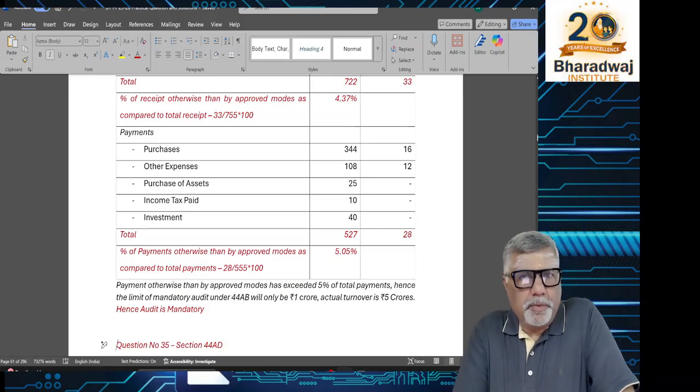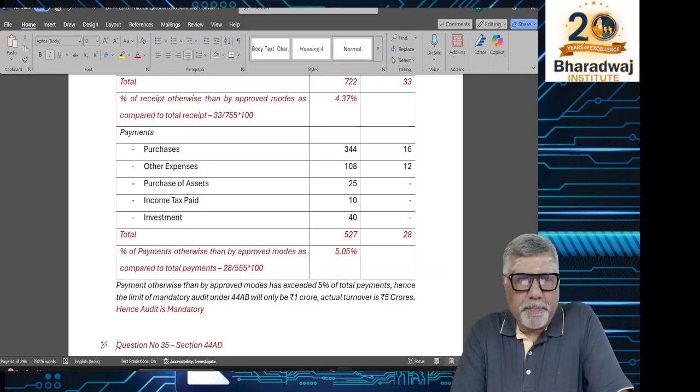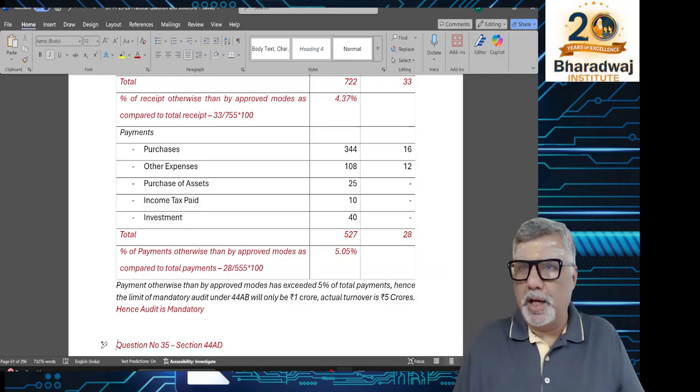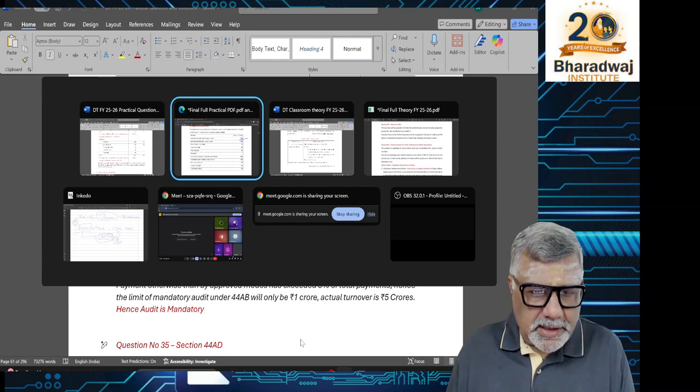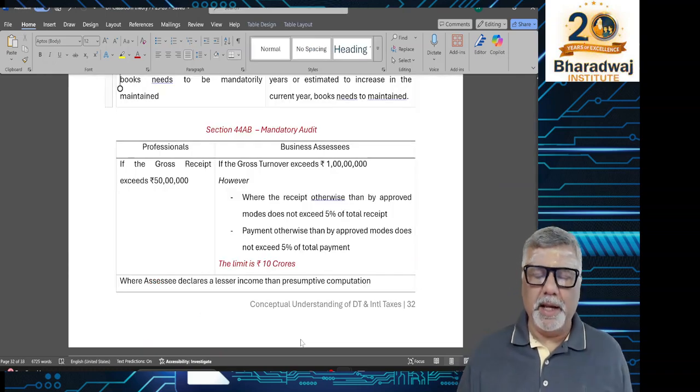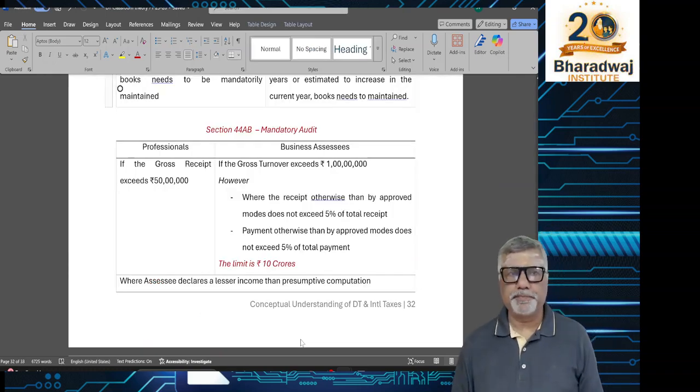Am I clear to you? Okay, so the whole of the payment should be taken and the whole of the receipt should be taken to compare. Okay, that is 44AB mandatory audit.